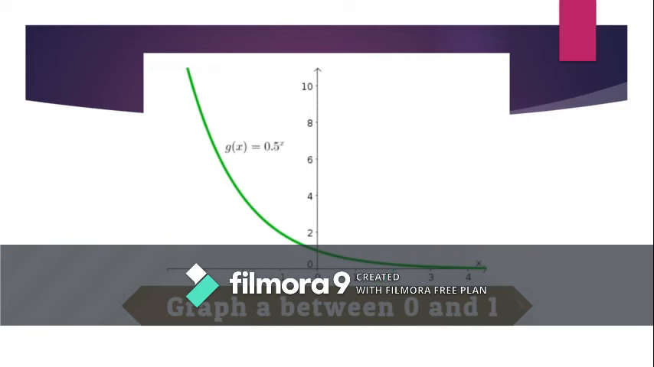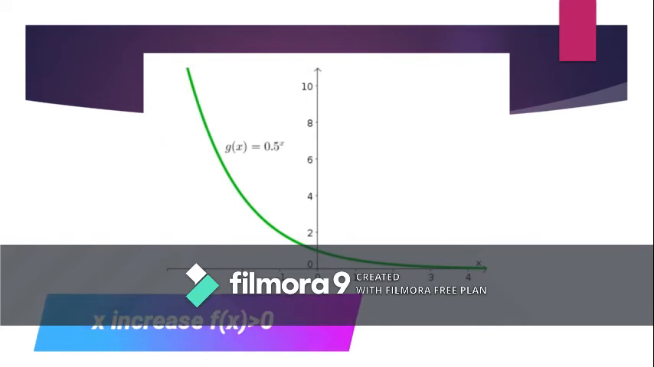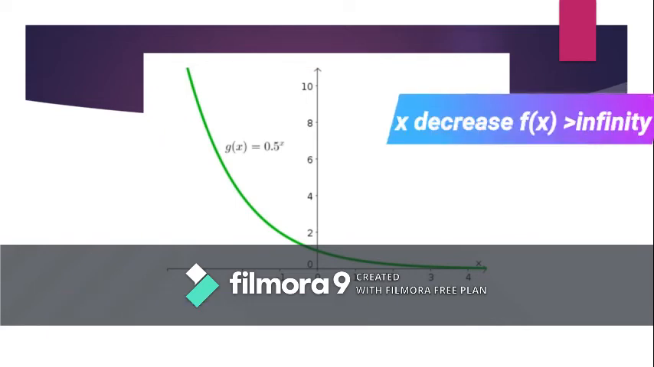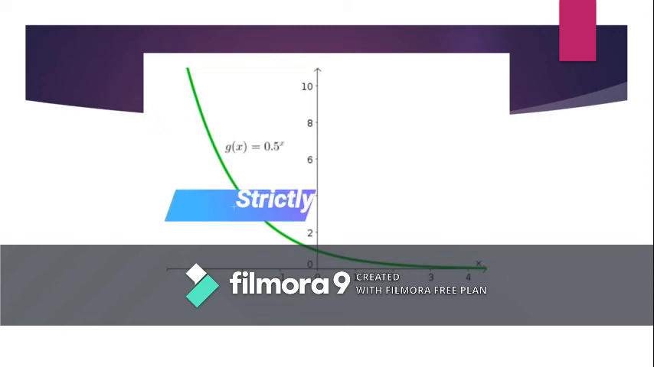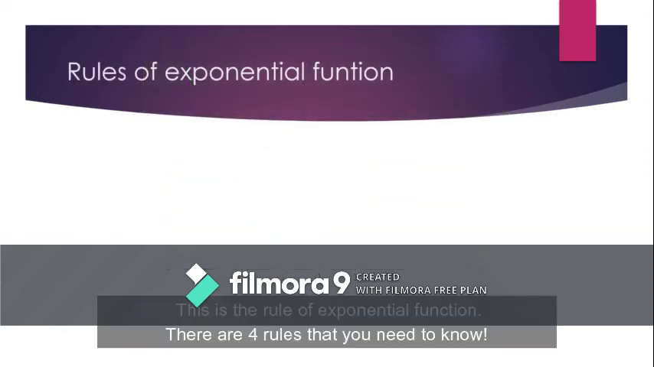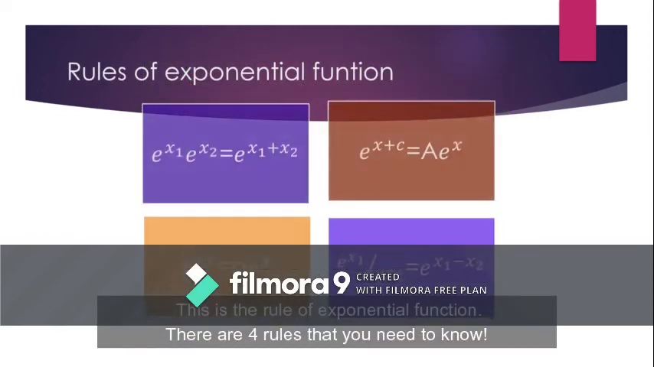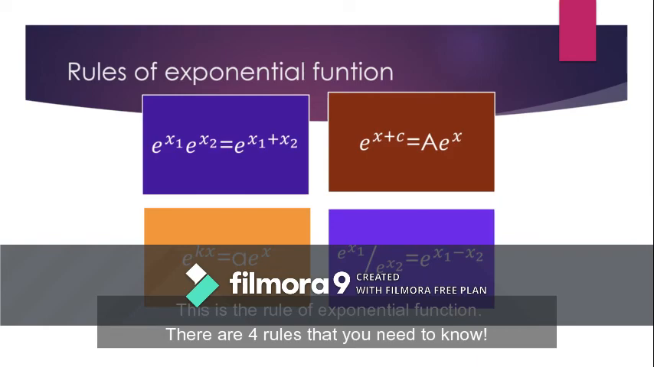Next is a graph where a is between 0 and 1. This graph shows that when x increases, f(x) heads to 0. As x decreases, f(x) heads to infinity. This is a strictly decreasing function. This is the rule of exponential function. There are 4 rules that you need to know.